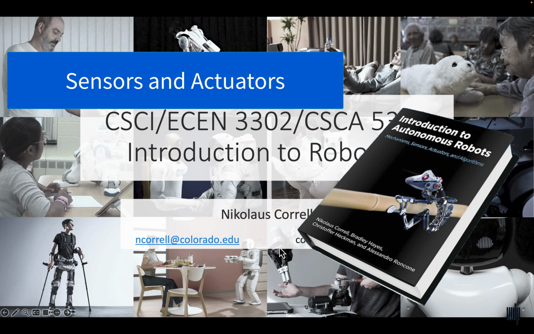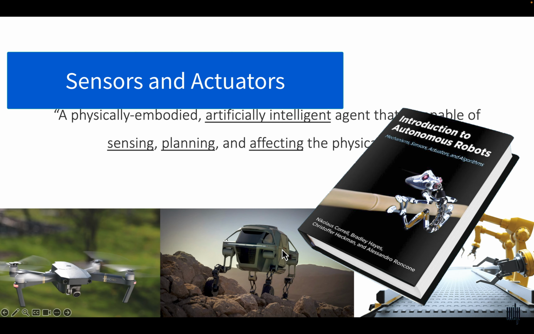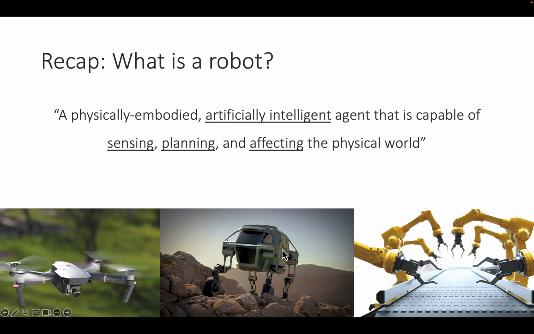Second lecture in Introduction to Robotics. In the last module, we covered what a robot actually is, and we came up with the definition that a robot is a physically embodied, artificially intelligent agent that is capable of sensing, planning, and affecting the physical world.